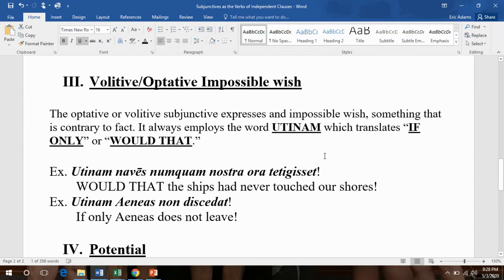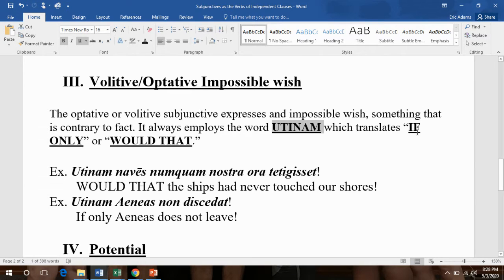So your third one here is the volitive or the optative. Again, just two terms that are derivative of Latin, volo, velle, which of course means to wish or want, and opto, optare, which also means to wish or want. This is what's called the impossible wish. Now, what makes this so easy to recognize? The word utinam. When you see the word utinam, it is an impossible wish. You will have a subjunctive verb, and it will then, of course, be a subjunctive thing that could not happen.